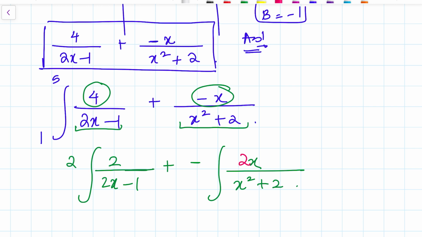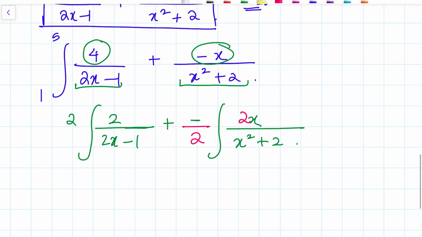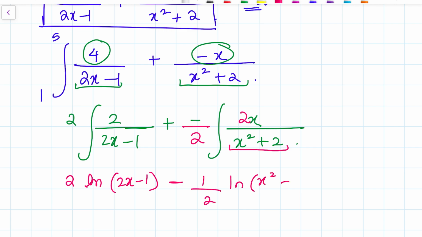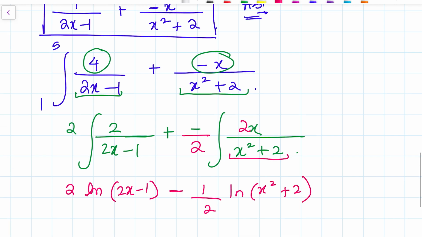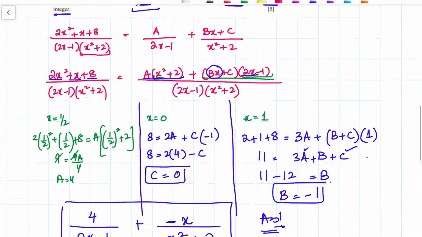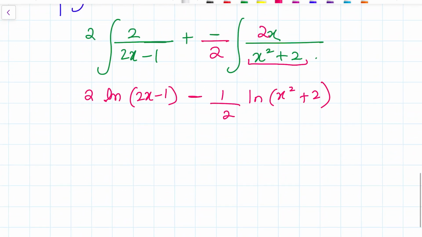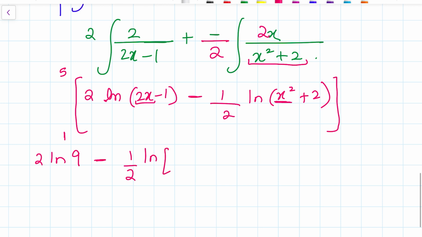Introduce a 2 because we need a 2 in the numerator. We need a 2x in the numerator. Now this becomes 2 ln of 2x minus 1, minus 1 upon 2 ln of x square plus 2. Now we have the limits 5 and 1. We put the bracket and we write the limits of 5 and 1. 2 into 5 is 10, minus 1 is 9. 5 square is 25, 25 plus 2 is 27.